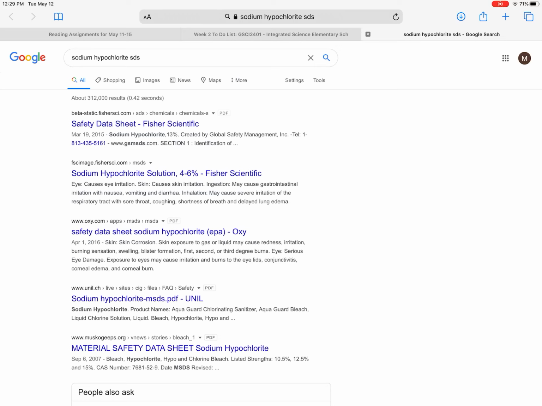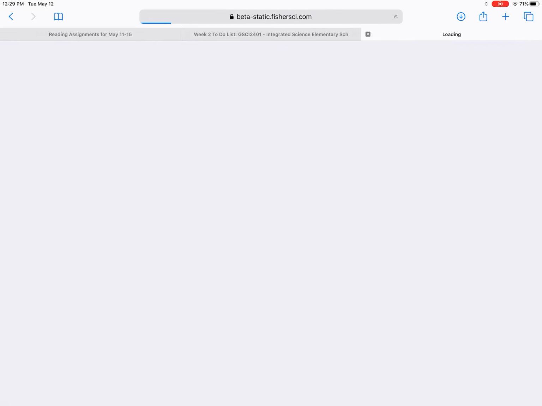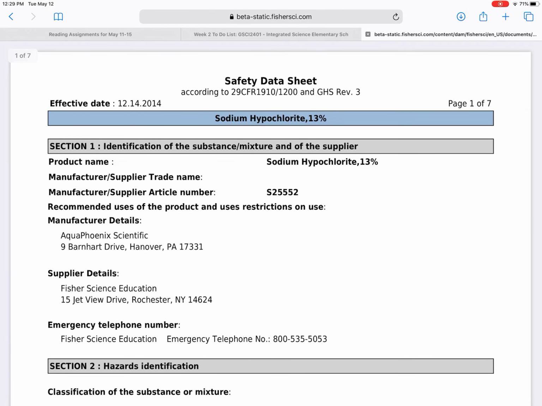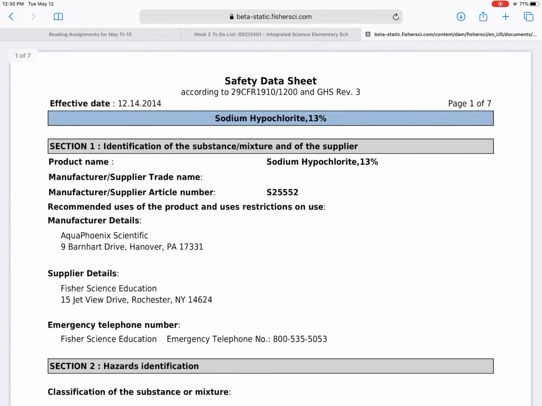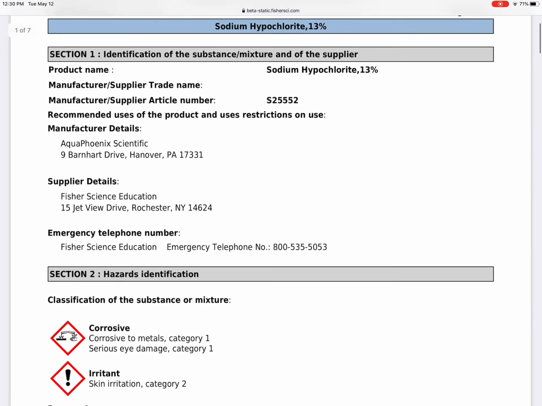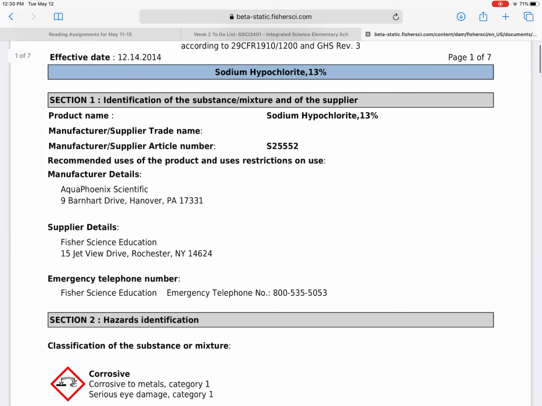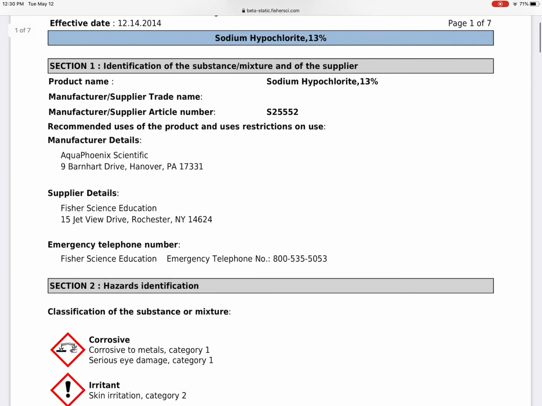So sodium hypochlorite is bleach, essentially. It's the active ingredient in bleach. So I Googled sodium hypochlorite, SDS, and the first thing I see is a Fisher Scientific link. This is a chemical company, reputable website. And I click it, and it opens up a 7-page document. So if I was to buy sodium hypochlorite, a 13% solution from Fisher Scientific, they would provide this to me. If I lost it, I could always go online and find it.